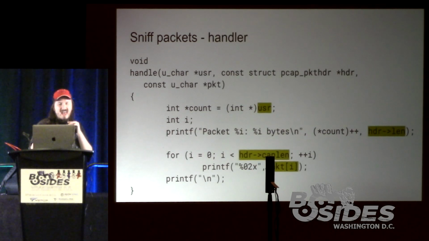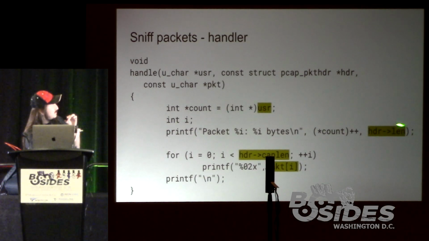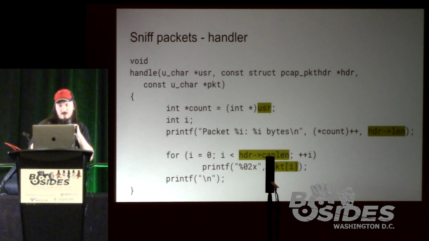And then a handler looks something like this. So we'll look at maybe we'll get the length of bytes on the wire, or excuse me, the length of bytes on the wire, and the length we've captured. They're not always the same. So you might get a truncated packet, heads up for that.